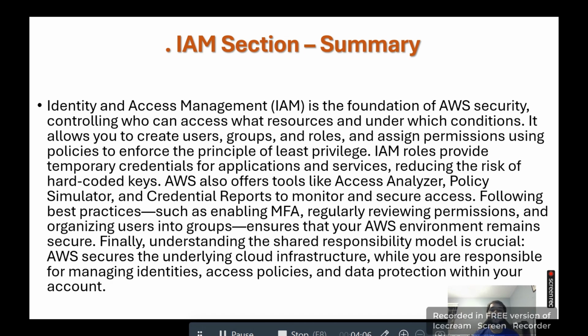Identity and Access Management is the foundation of AWS security, controlling who can access what resources and under which conditions. It allows you to create users, groups, and roles and assign permissions using policies to ensure the principle of least privilege. IAM roles provide temporary credentials for applications and services, reducing the risk of hard-coded keys. AWS also offers tools like Access Analyzer, Policy Simulator, and Credential Report to monitor and secure access.